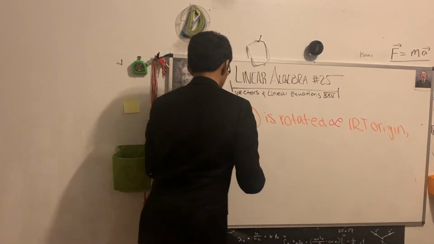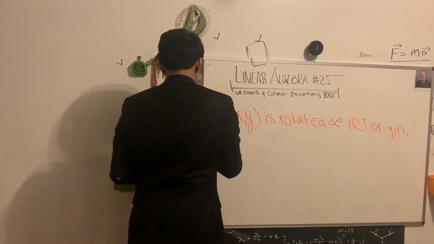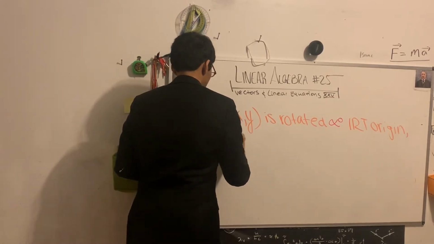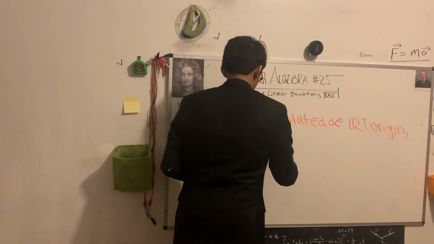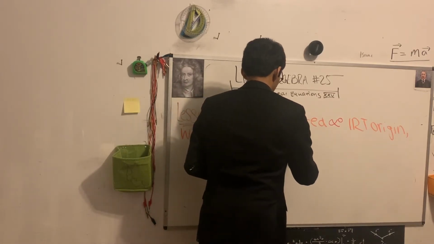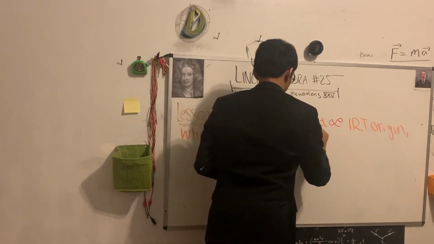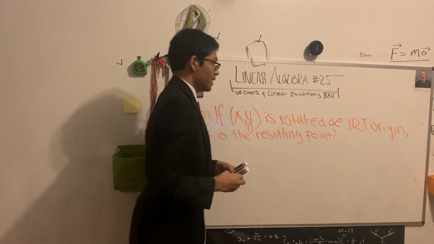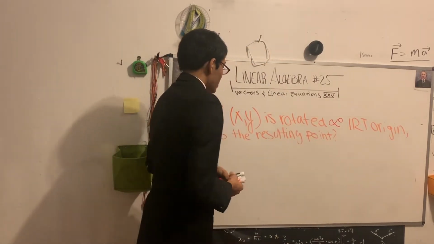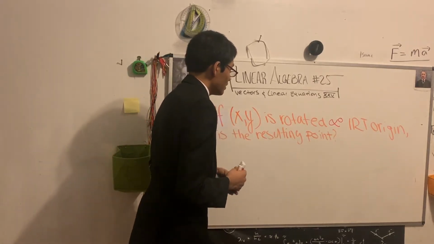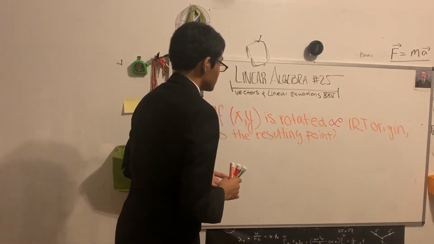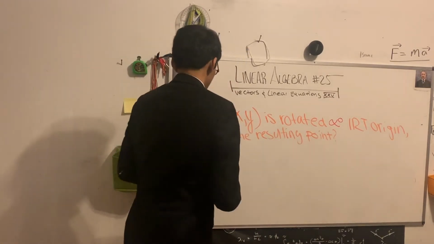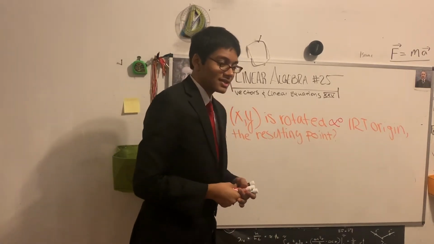Where will we end up? What is the resulting point? So that's our question. If X comma Y is rotated by alpha around the origin, what is the resulting point?